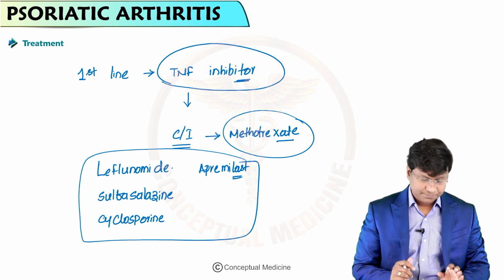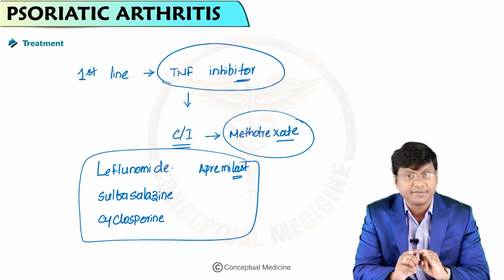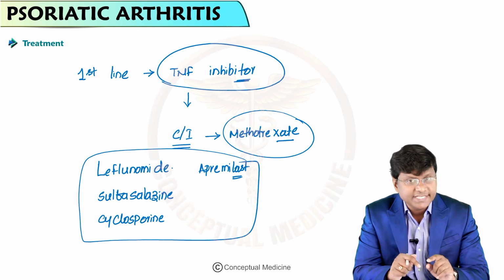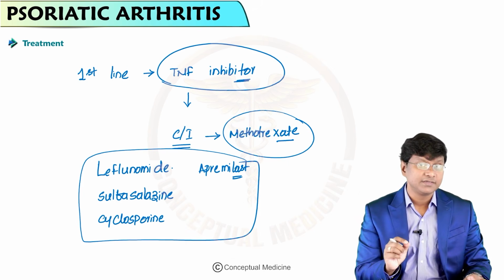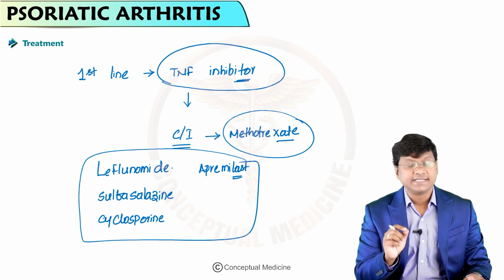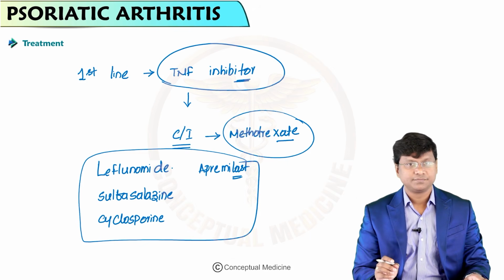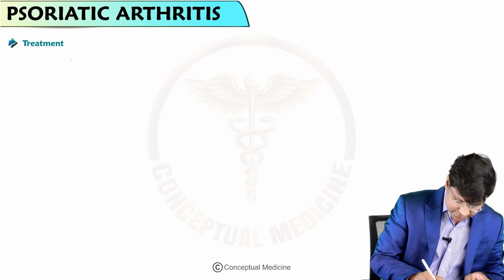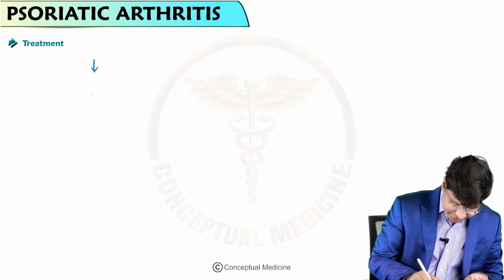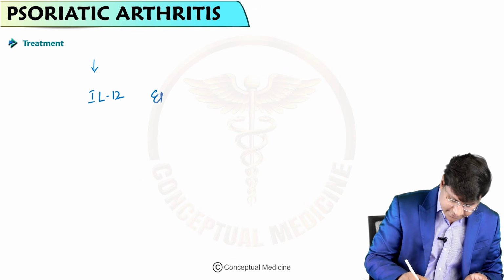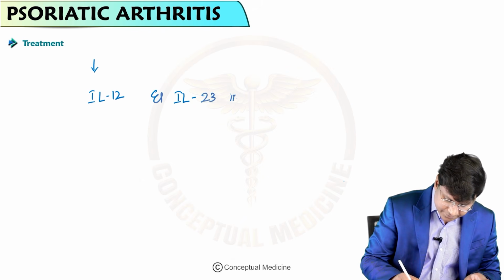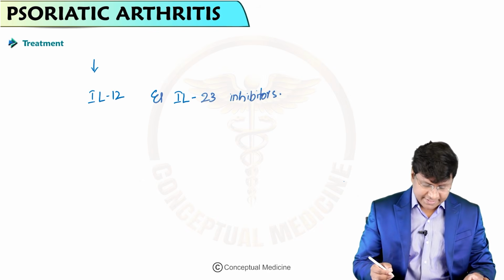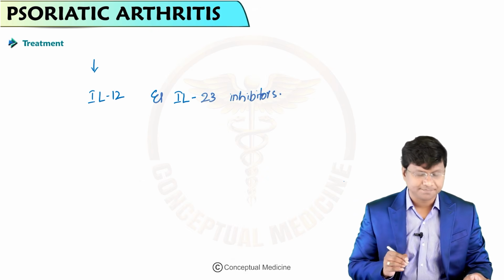Now, suppose the patient is not responding to TNF inhibitors, or is not responding to oral small molecule agents. These patients can be treated with interleukin 12 and interleukin 23 inhibitors. What are examples of these interleukin 12 and interleukin 23 inhibitors?